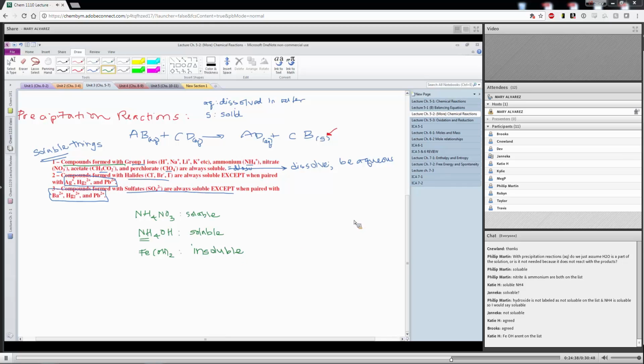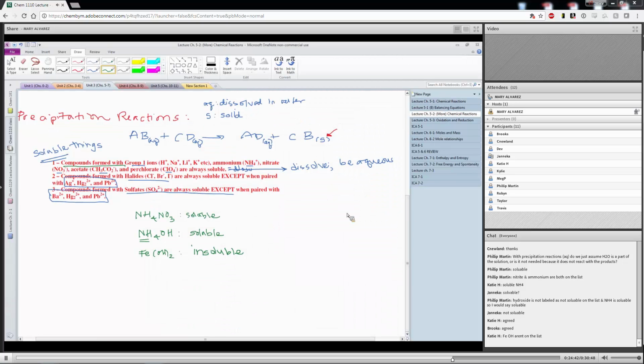So let's do a practice example of a whole reaction and see if we can guess what happens. Let's take a reaction where we're combining silver nitrate with sodium chloride. We need to do 3 things.